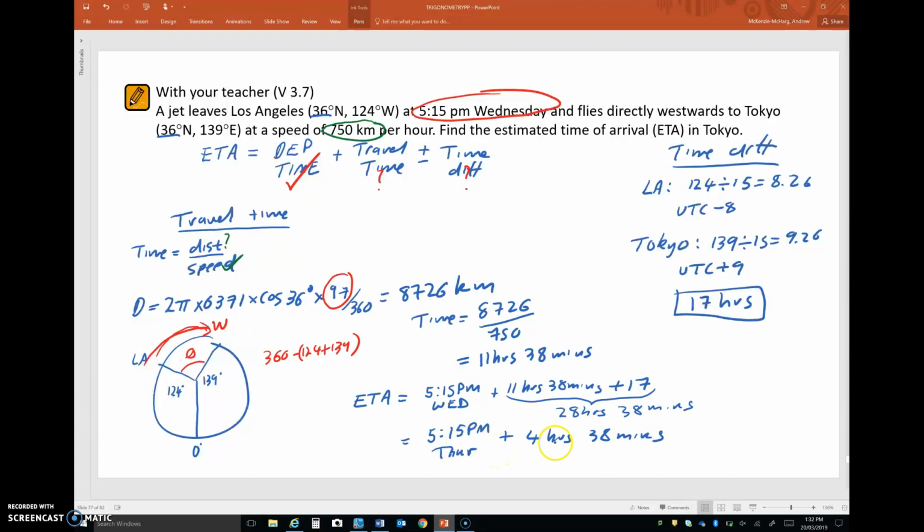Okay, so if we add another 4 hours 38 minutes to this time, we get to, so 4 hours onto 5:15 takes us to 9:15 plus another 38 minutes, 9:53 p.m. on the Thursday. So that is the time it gets into Tokyo.